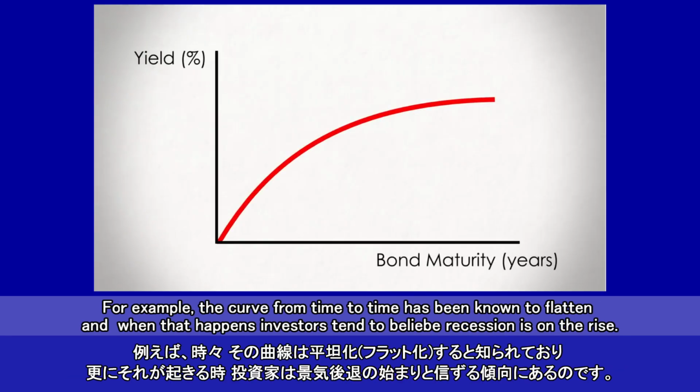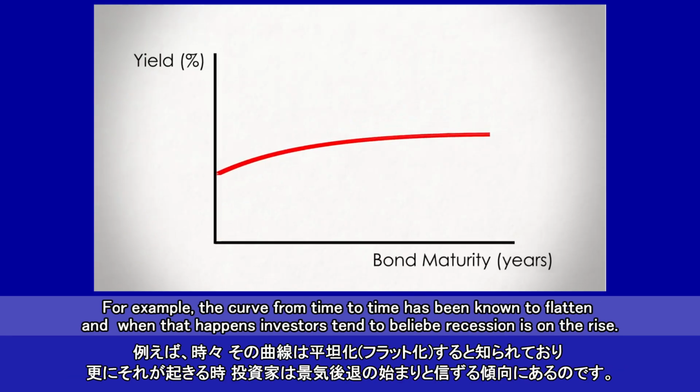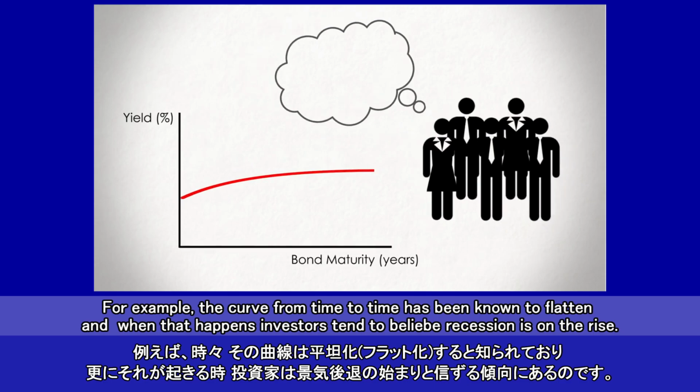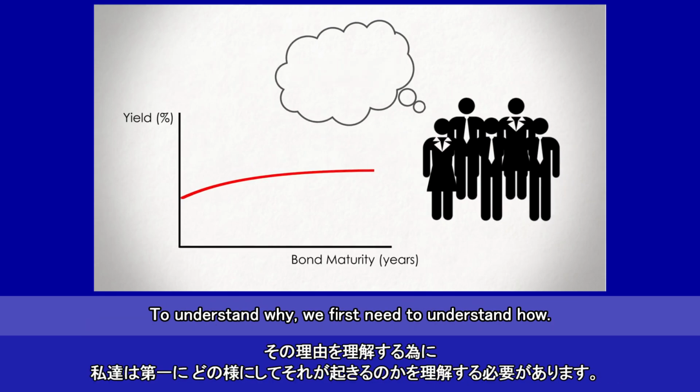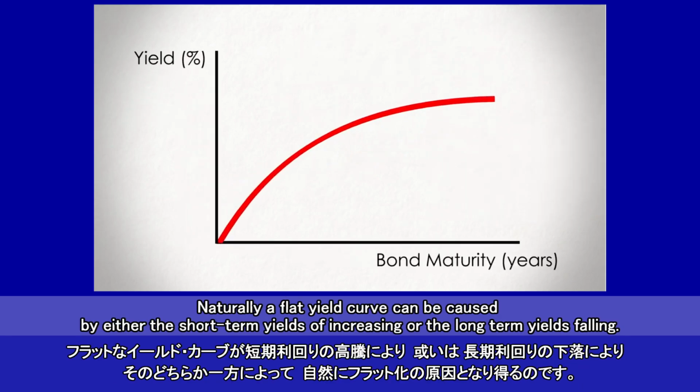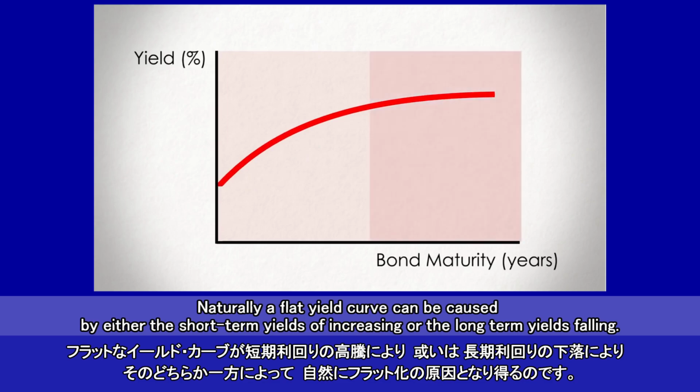For example, the curve from time to time has been known to flatten, and when that happens, investors tend to believe a recession is on the horizon. To understand why, we first need to understand how. Naturally, a flat yield curve can be caused by either the short-term yields increasing or the long-term yields falling.